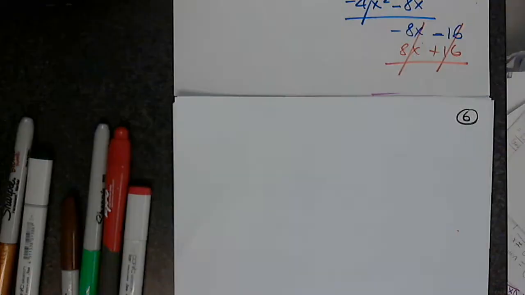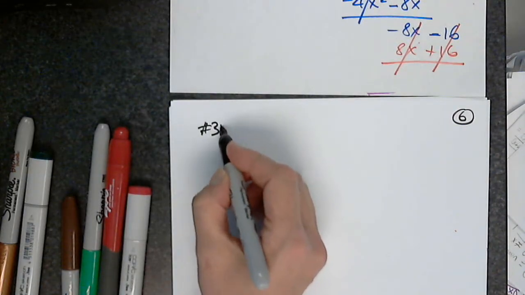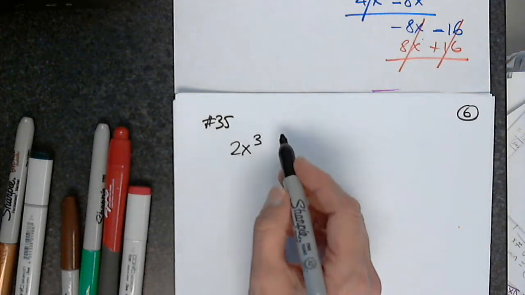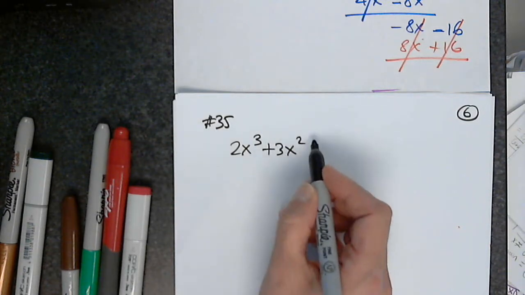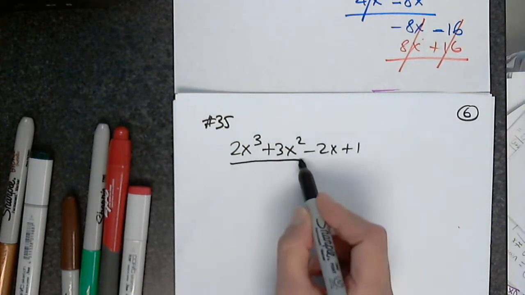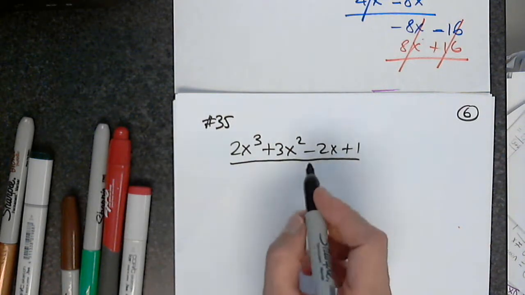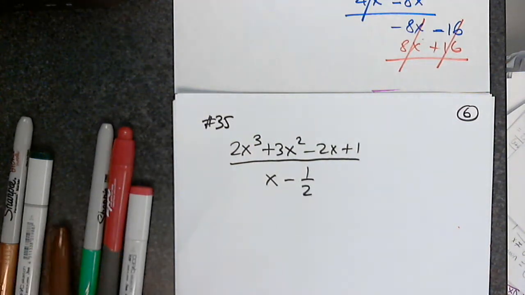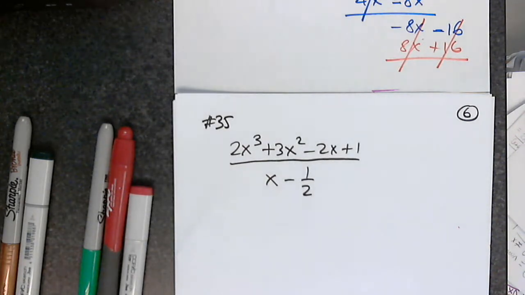Can we do 35? 35. Very soon, with the problems he's picking, we're going to ban him from choosing anything. Wow. I'm kidding, I'm kidding, I'm kidding. Yeah, I'll choose it. I'm kidding. Good.